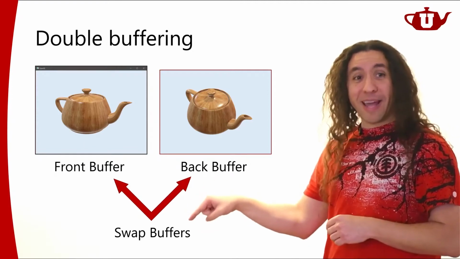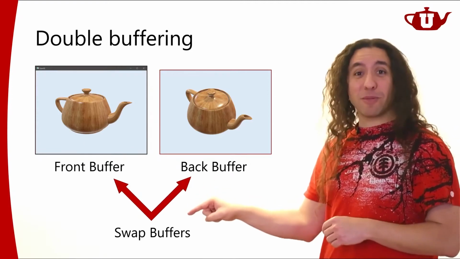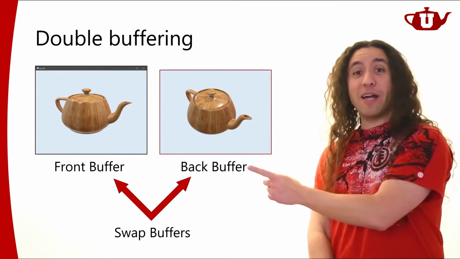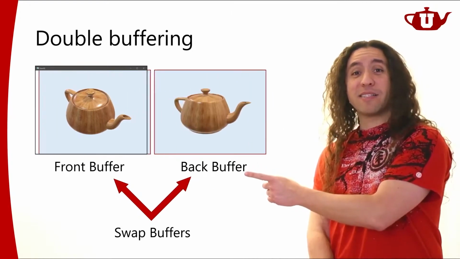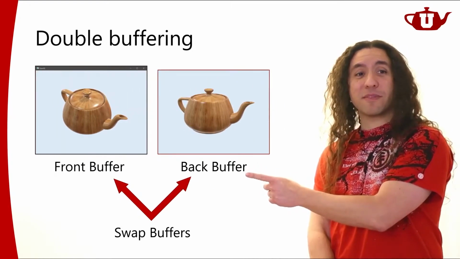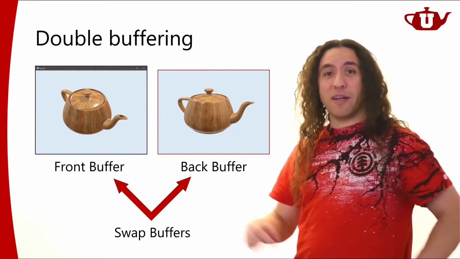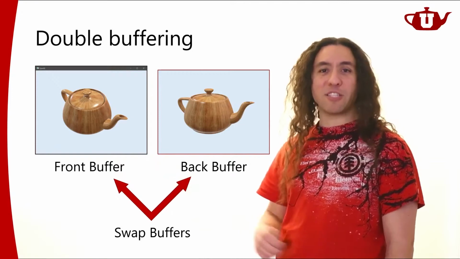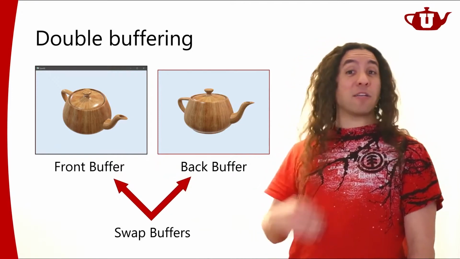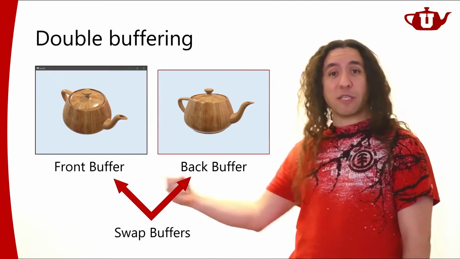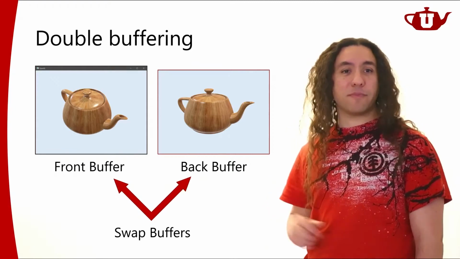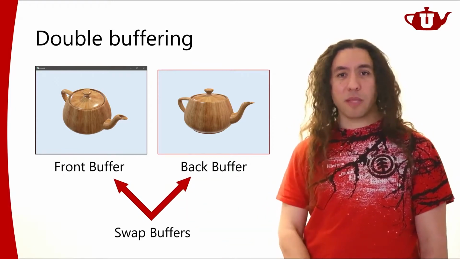I'm going to tell GLUT, hey, I'm done rendering. You can swap the buffers now. And GLUT will swap these buffers. So now in the front buffer, I'm displaying the image that I just rendered. The image that I had rendered previously, which was in the front buffer, is now in the back buffer. So that's what we did, we swapped them.